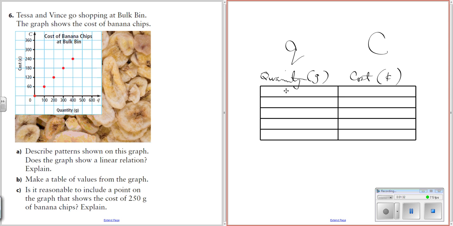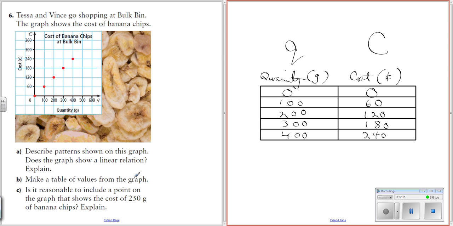So my quantity for the first one, does it give me a quantity of 0? It sure does. If I buy no banana chips, it costs me nothing. If I buy 100 grams of banana chips, I go up here and I can figure out that it's going to be 60 cents. If I buy 200 grams, the cost is going to be $1.20 or 120 cents. I'm going to keep it in units. I'm not going to put the decimals in because we are labeling the cents, so it's 120 cents. 300 grams of banana chips will cost us $1.80 or 180 cents. And 400 grams of banana chips will cost us $2.40.